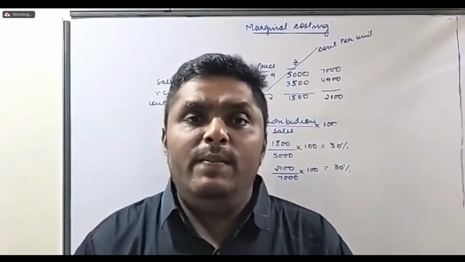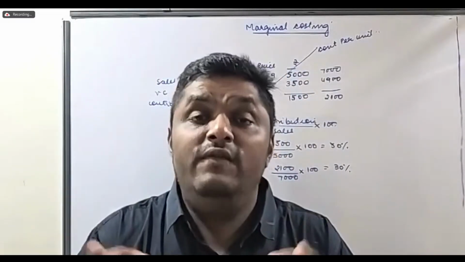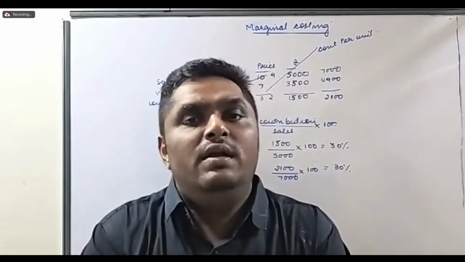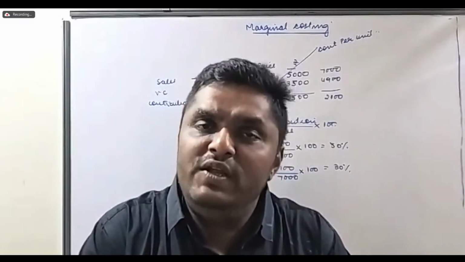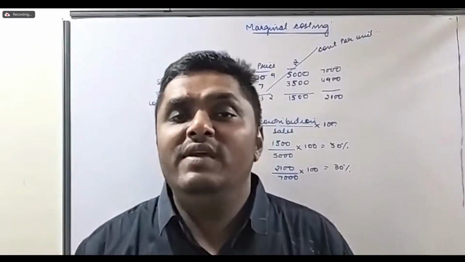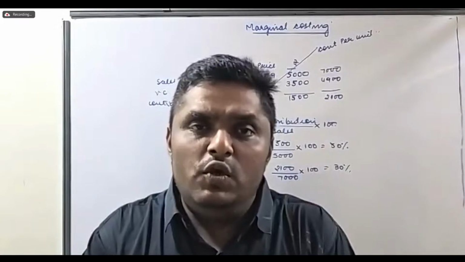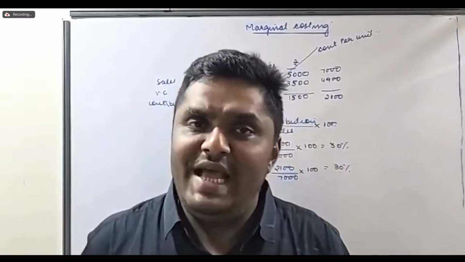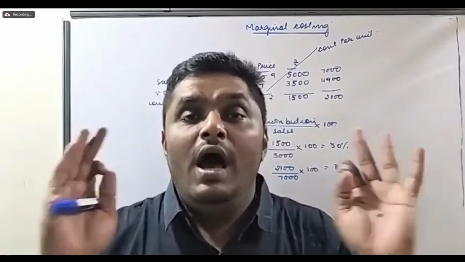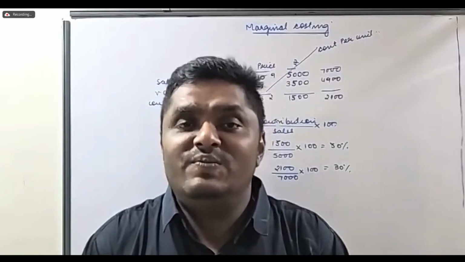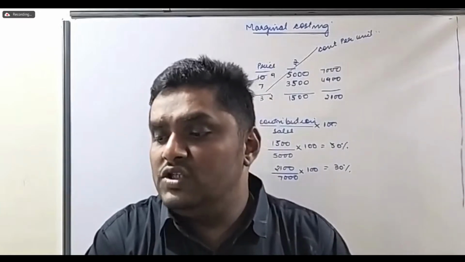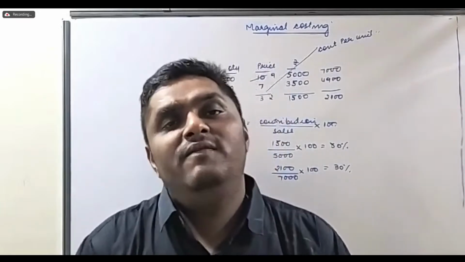And always remember, if the question is silent, what we have to assume? That the selling price per unit, no change. Variable cost per unit, no change. Therefore, contribution, no change. And therefore, PV ratio, no change. So always assume that if the question is silent, then PV ratio is constant at all the levels of sales. However, if the question clearly specifies that there is a change in selling price per unit or variable cost per unit, yes, the PV ratio will change.